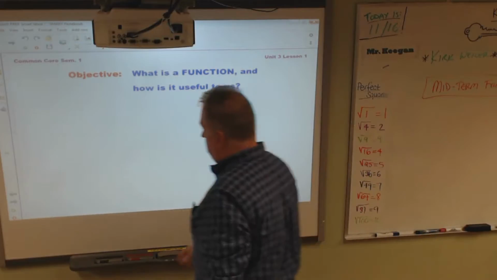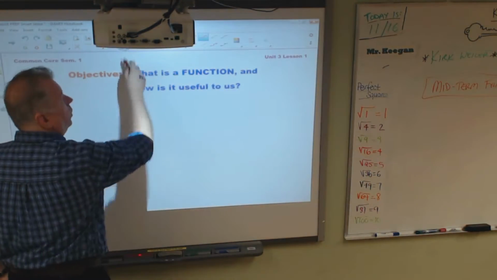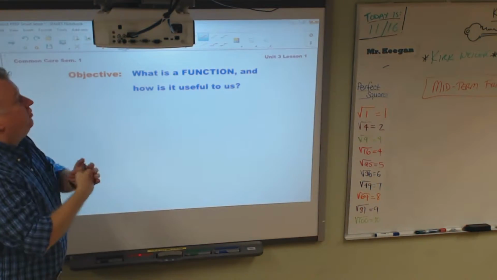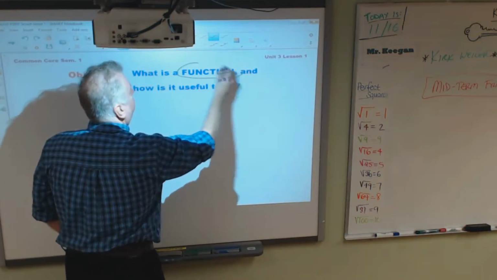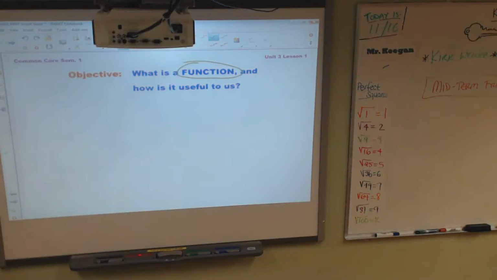So actually, we're starting a new unit today, guys. We're starting a new unit today about functions. I don't know if some of you have learned about functions in the past, but Common Core treats it a little bit differently.